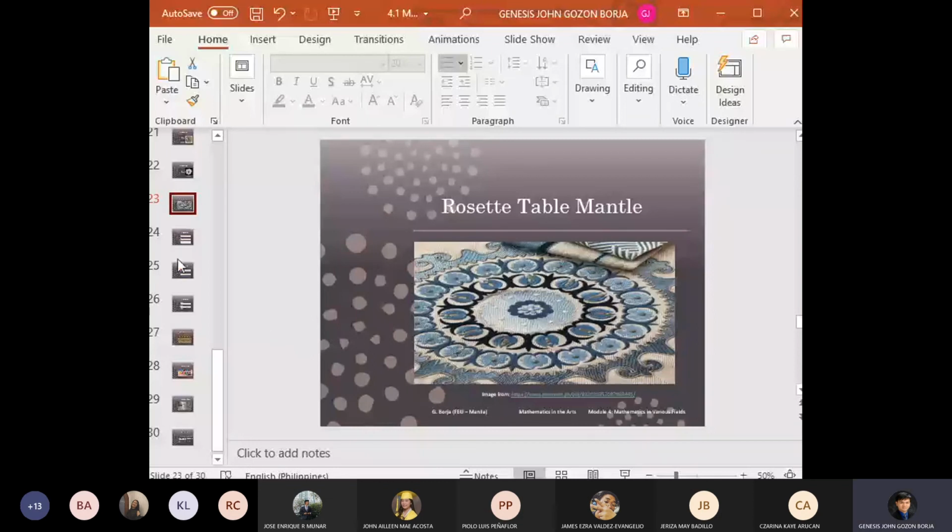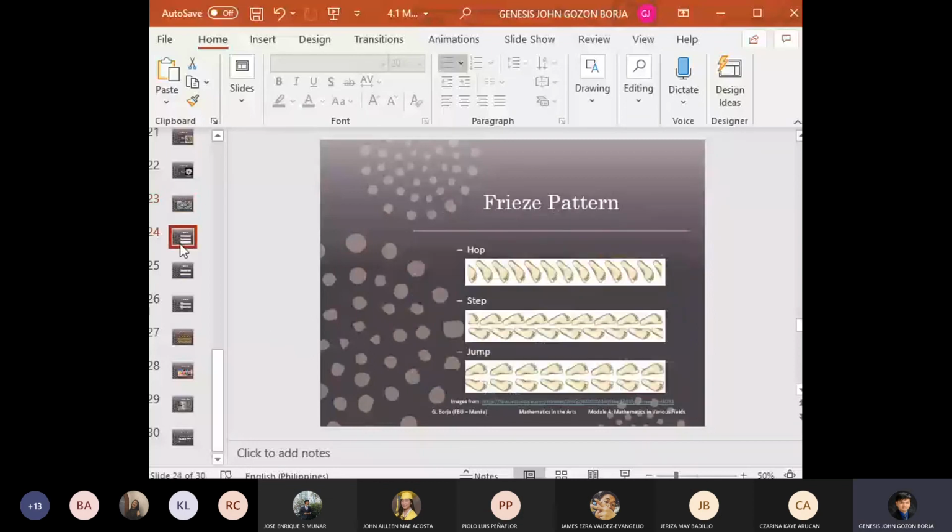Now, we have the freeze pattern. So sabi natin kapag freeze pattern, meron tayong one linear direction. So it's either you go to the right or you go downwards, or you just one linear direction to replicate the image, or to reproduce the image or the design that we are interested in.